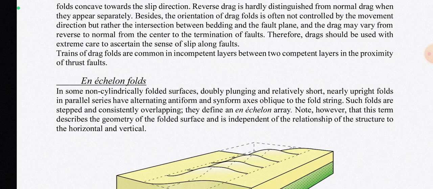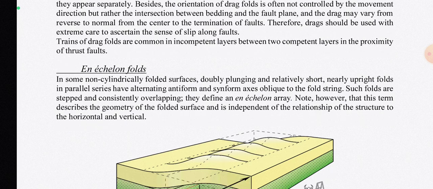Besides, the orientation of drag folds is often not controlled by the movement direction but rather the intersection between bedding and the fault plane, and the drag may vary from reverse to normal from the center to the termination of faults. Therefore, drag should be used with extreme care to ascertain the sense of slip along faults. Trains of drag folds are common in incompetent layers between two competent layers in the proximity of thrust faults.